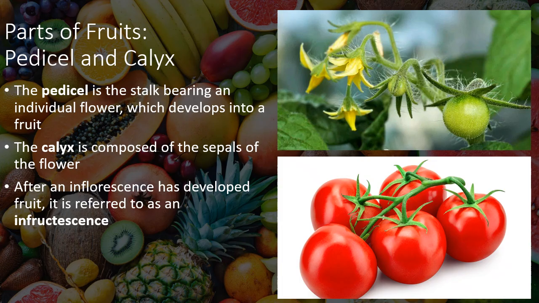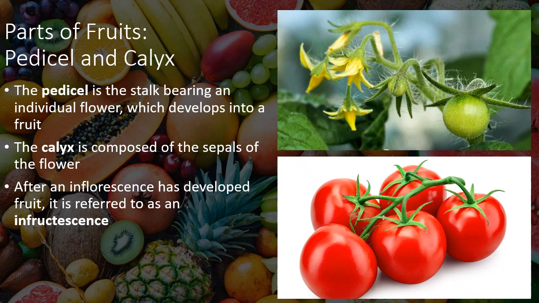And when you pick your tomatoes, they tend to still have that calyx intact. It's composed of 5 sepals in most cases, and it just sits there right at the base of the pedicel in kind of a typical flower.